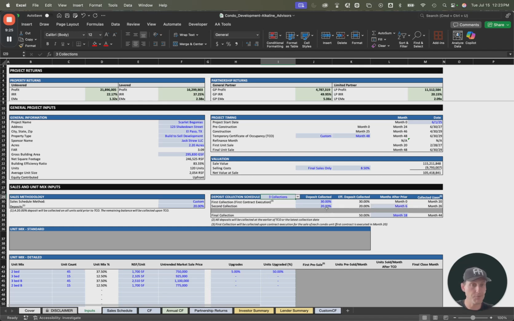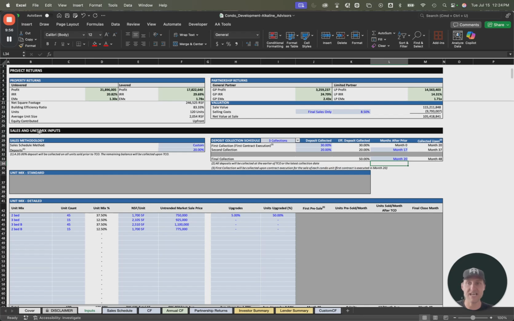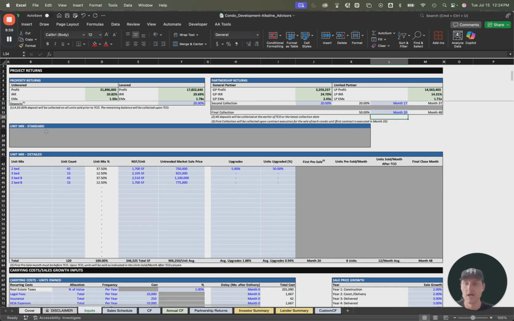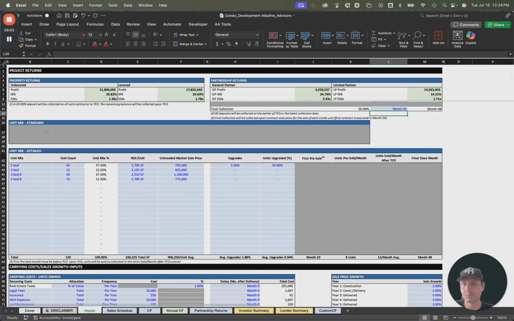If we want 3 separate collections, now we can say first 30% of the 20% comes in at the time you're executing the contract. The next 20% of this 20% comes in at, let's say in this scenario, month 6, or we can say month 17. And then the remaining balance comes due on month 20. So there are different ways we can structure when the deposits are actually coming in to our capital from a developer's perspective. So this is the sales and unit mix input section, and happy to go through it in more depth. If you have any questions, please reach out specifically.